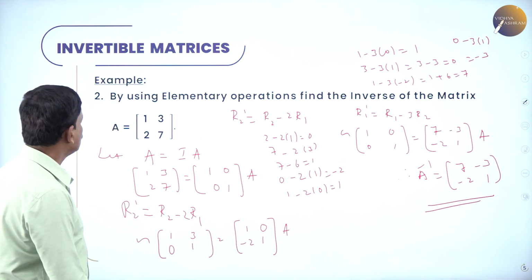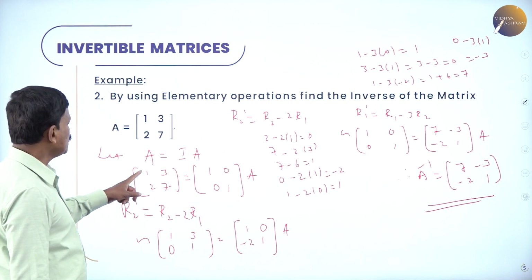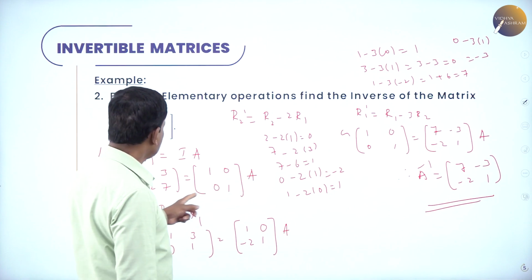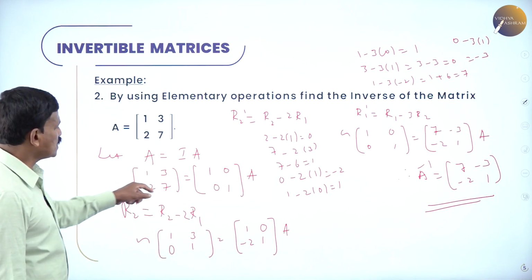Followed. So, very simple. This is the property: A is equal to I into A. The matrix 1 3 2 7 equals I into A, with I being 1 0 0 1. So convert the left matrix into an identity matrix.